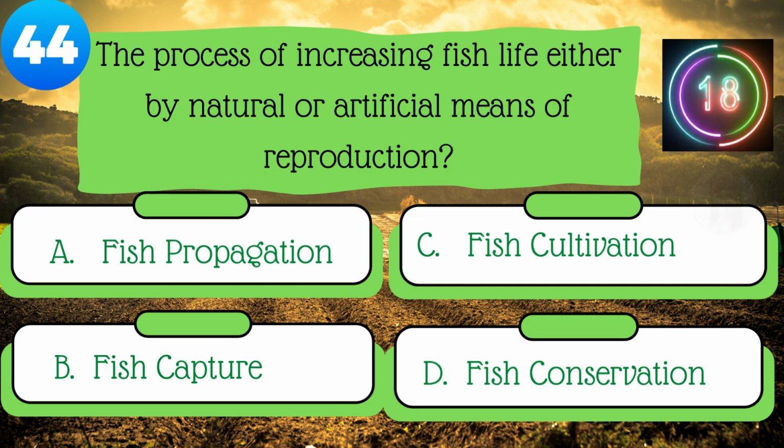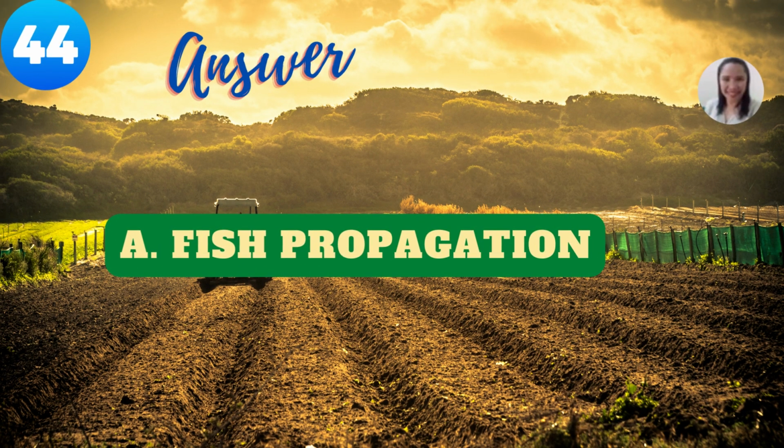The process of increasing fish life either by natural or artificial means of reproduction. A. Fish propagation. B. Fish capture. C. Fish cultivation. D. Fish conservation. The answer is letter A, fish propagation. These methods may be grouped into three categories such as natural propagation, semi-natural propagation, and artificial propagation.